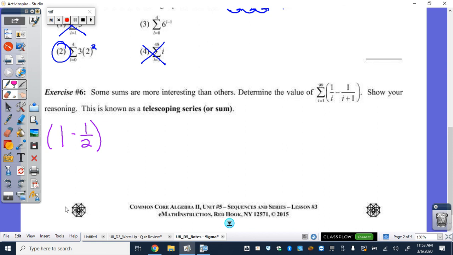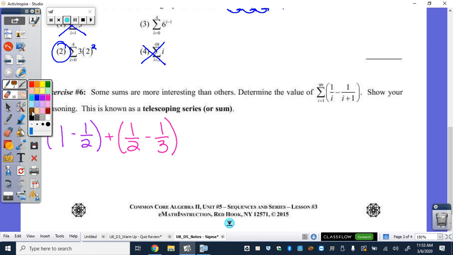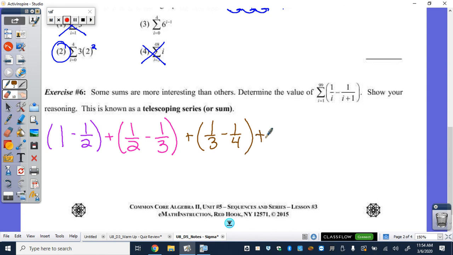So I plug in my next number. I'm going to plug in a 2. So if I plug in a 2, I get 1 over 2 minus 1 over 3. So if I plug in 3, I get 1 over 3 minus 1 over 4. Now I'm not going to actually keep adding until I get to the 99th term, so I'm not plugging in 99 times. But let's look at our pattern.